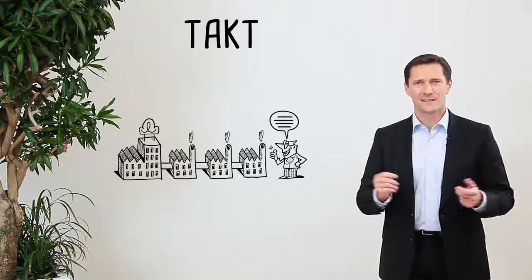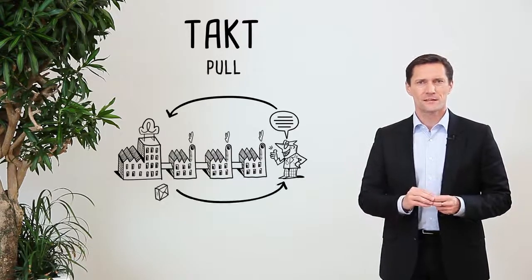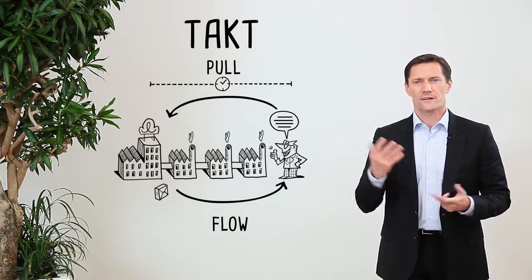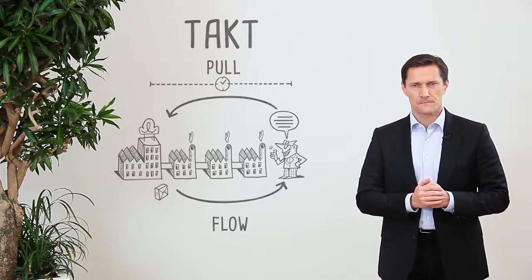Ideally, there is a clear takt between each of the production steps. Takt means to harmonize the system speed and to synchronize it with customer demand. So the customer is always the trigger point.